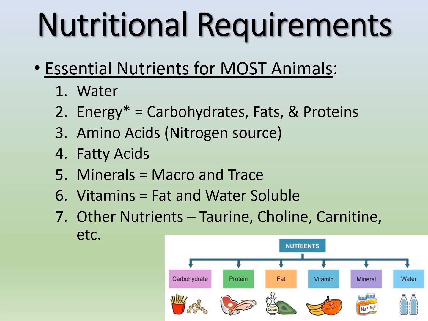And there's going to be other random nutrients that we'll talk about, and that can be species dependent, right? Just to name a few, such as taurine, choline, and carnitine.